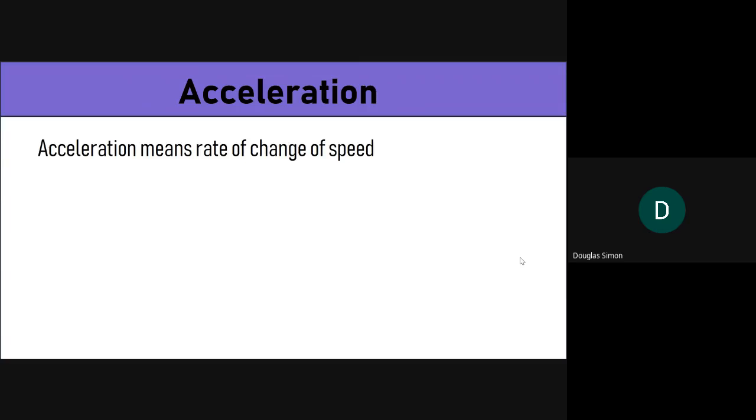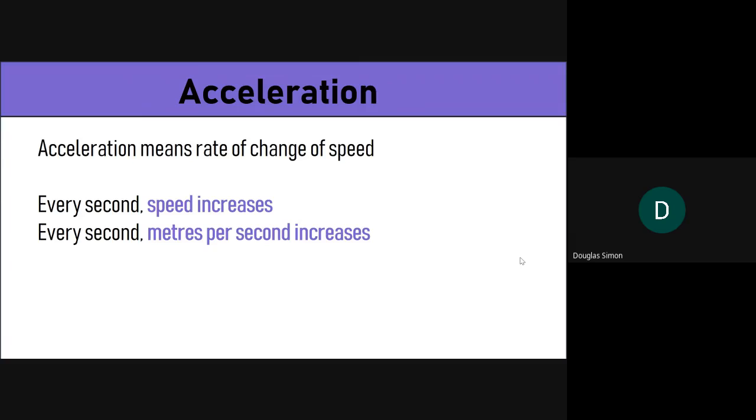So again, to recap, acceleration means rate of change of speed. Now, what does this mean? It means that every second, speed is increasing. So every single second, the speed something is traveling gets higher. So we know that speed is measured in meters per second. So every second, the meters per second is increasing, is getting higher.